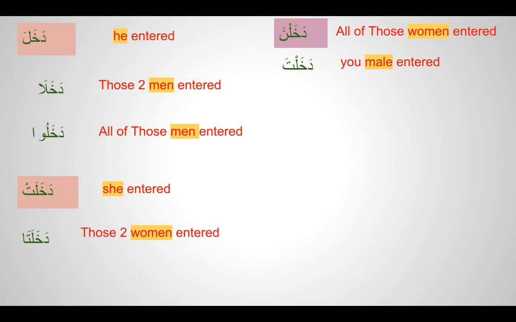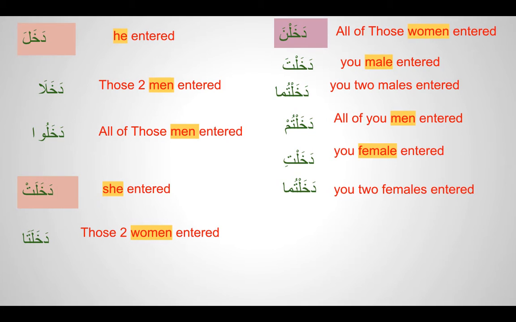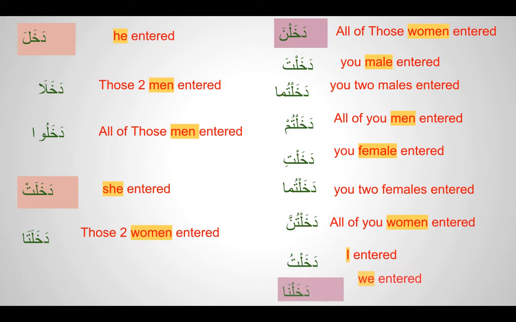You, male, entered: dakhalta. You two males entered: dakhaltuma. All of you men entered: dakhaltum. You, female, entered: dakhalti. You two females entered: dakhaltuma. All of you women entered: dakhaltunna. I entered is dakhaltu. We entered is dakhalna. Inshallah, writing and practicing will be very helpful. Going to our session, inshallah.